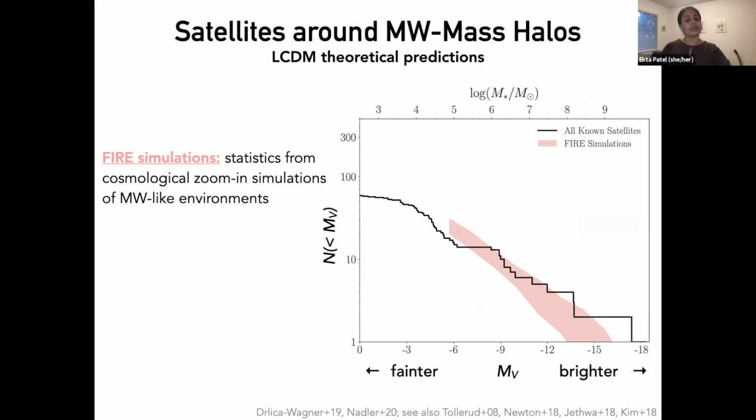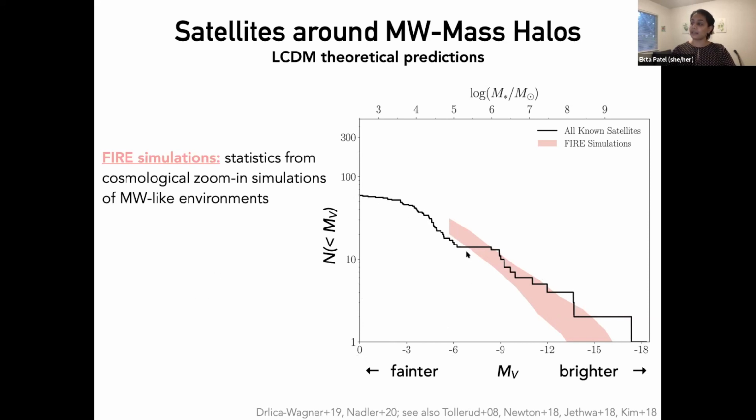Similarly, we can turn to predictions and ask how many satellites we should expect to see given the current census of observed satellites around the Milky Way. Here again, I'm showing absolute magnitude on the x-axis. Compared to the previous plots, this goes down to even fainter absolute magnitudes, all the way down to zero. The black line is again the cumulative luminosity function of Milky Way satellite galaxies, reaching up to about 60.